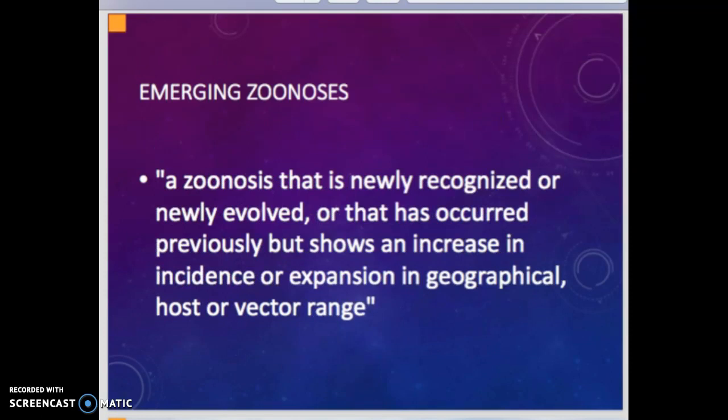An emerging zoonosis can be one that is newly recognized or evolved, or one that has occurred previously but shows an increase in incidence or expansion in geographical, host, or vector range. This can also apply to vector-borne diseases. For example, dengue, Zika, and West Nile virus are all vector-borne diseases that have expanded their range over the last 2 decades.